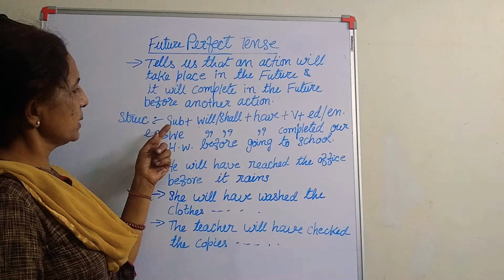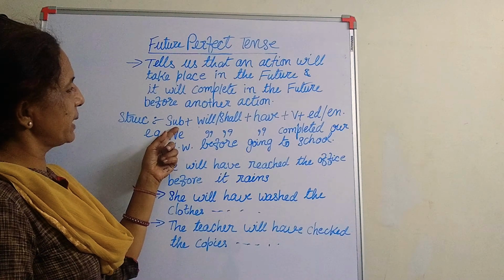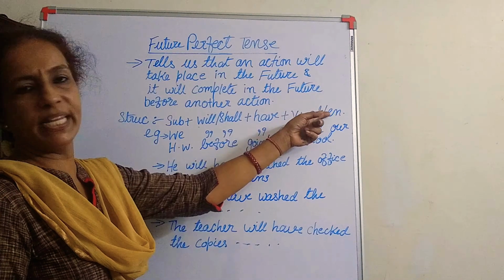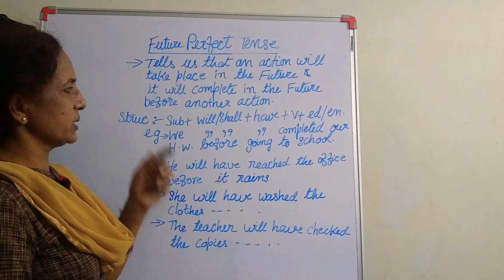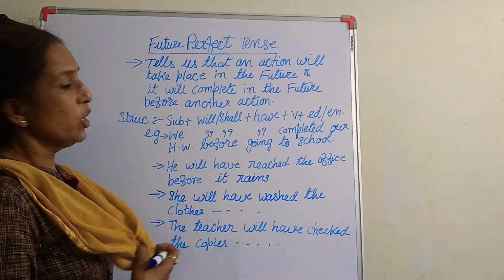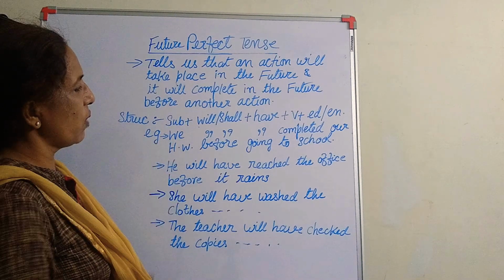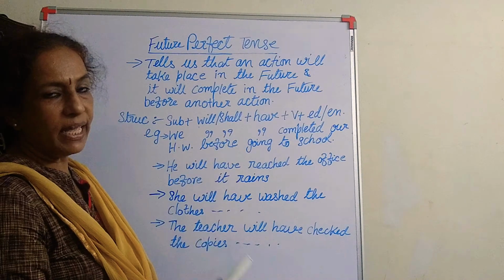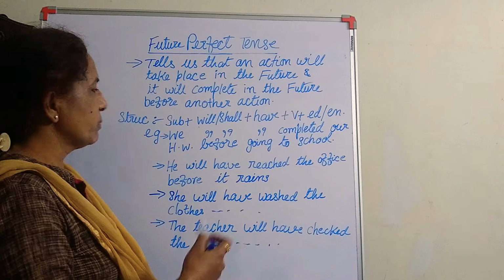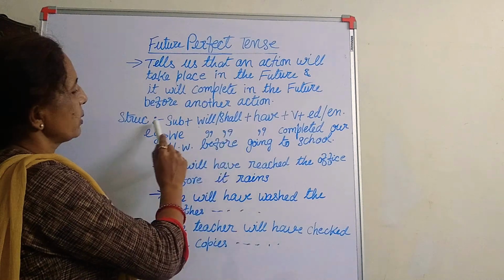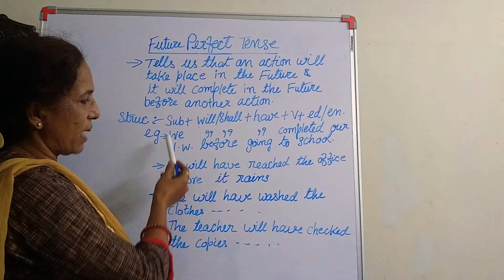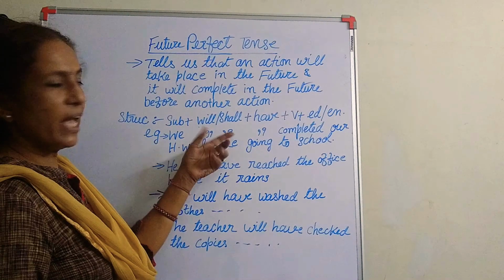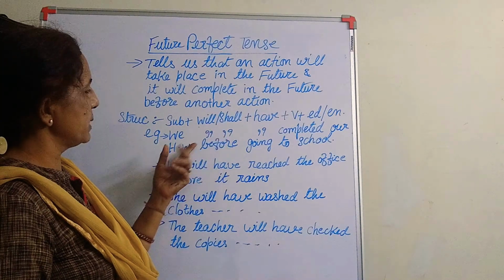Okay, you see the structure. Subject, as it always will be there, will or shall plus have plus verb plus ed or en. This is the structure. Now, like other tenses, here no change will be there, whether it is I, you, we, they, he, she, it, or any name. With everyone, the structure will be the same. I have shown you with the help of examples. Will or shall, both are applicable in case of we.